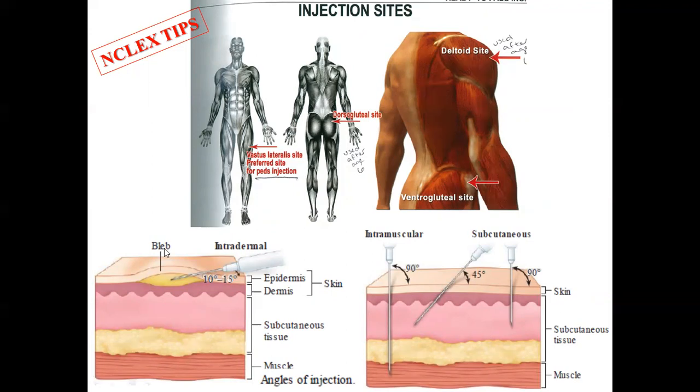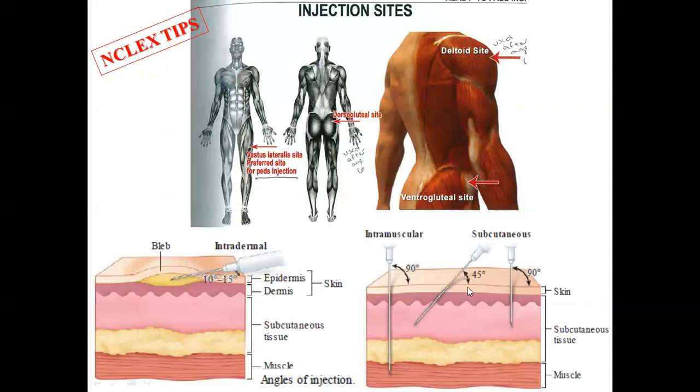In this picture, we are showing the 3 layers of the skin and the different routes, different injection sites and injection angles. Like intradermal, 10 to 15 degrees, the needle and surface. So in between dermis and epidermis is intradermal. Intramuscular, the needle is 90 degrees towards the muscle. And subcutaneous, for insulin and heparin, it is 45 degrees.